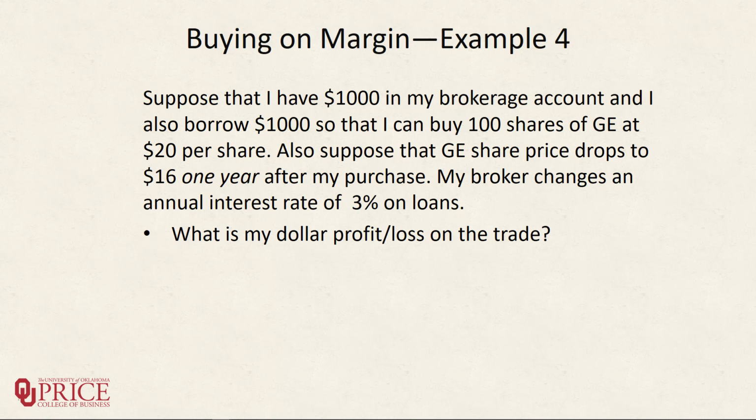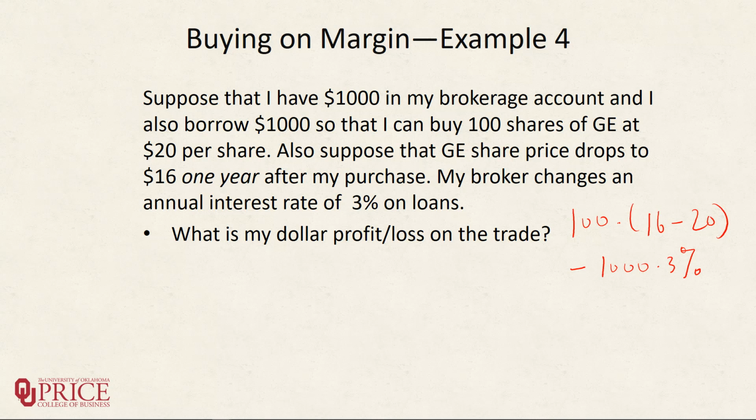The first question is, what is my dollar profit and loss on the trade? So that's 100 shares times $16 minus 20. So this is my loss on the trade. And on top of that, remember, I also have to pay interest, right? Therefore, through that interest, I lose $1,000, which is my debt, multiplied by the interest rate.